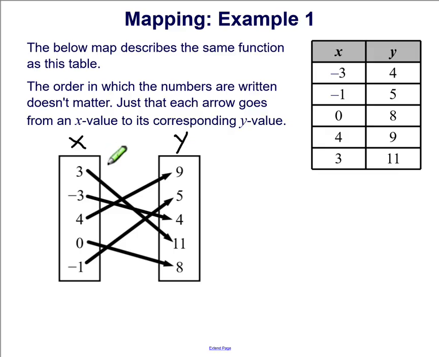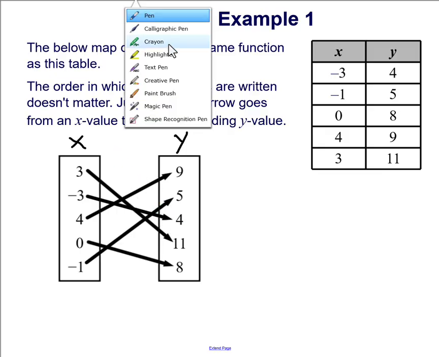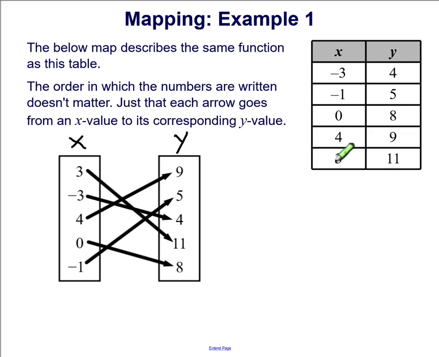We can write the numbers in any order we wish. We don't have to follow a specific order. Typically, we do go from smallest to largest, but it's not necessary. What does matter is that the x value is mapped with an arrow going to its corresponding y value. I'll do a couple for you. So you'll notice here we have 3, 11, right? So 3, there's an arrow going to its corresponding y value, 11.